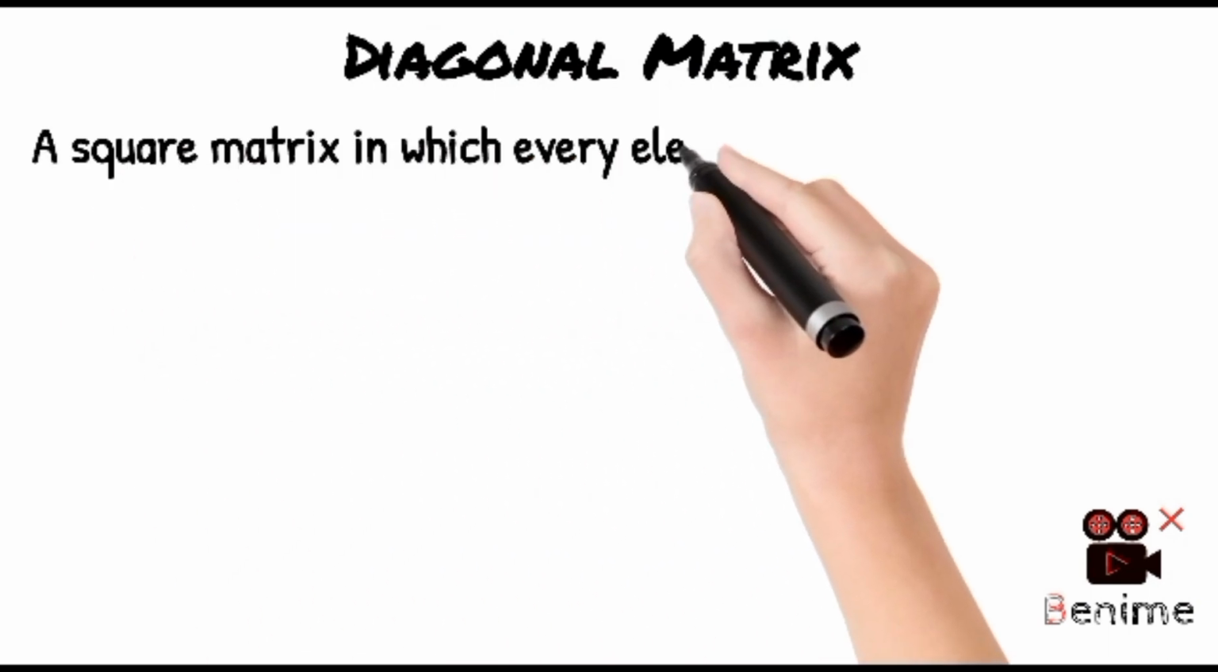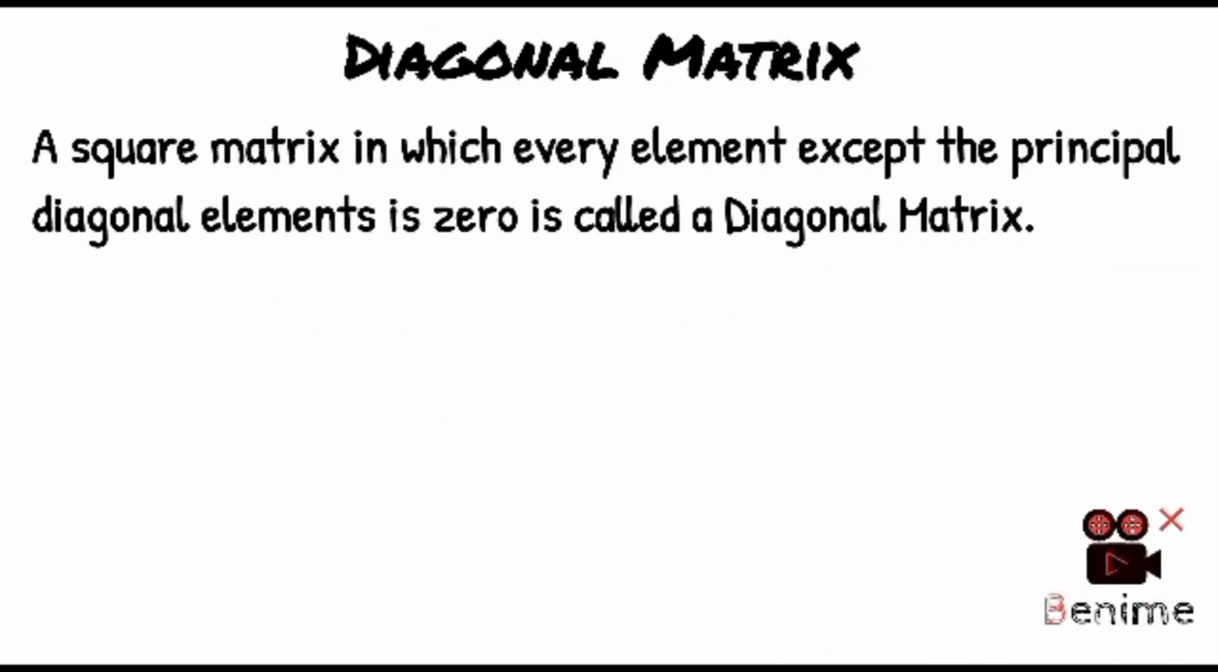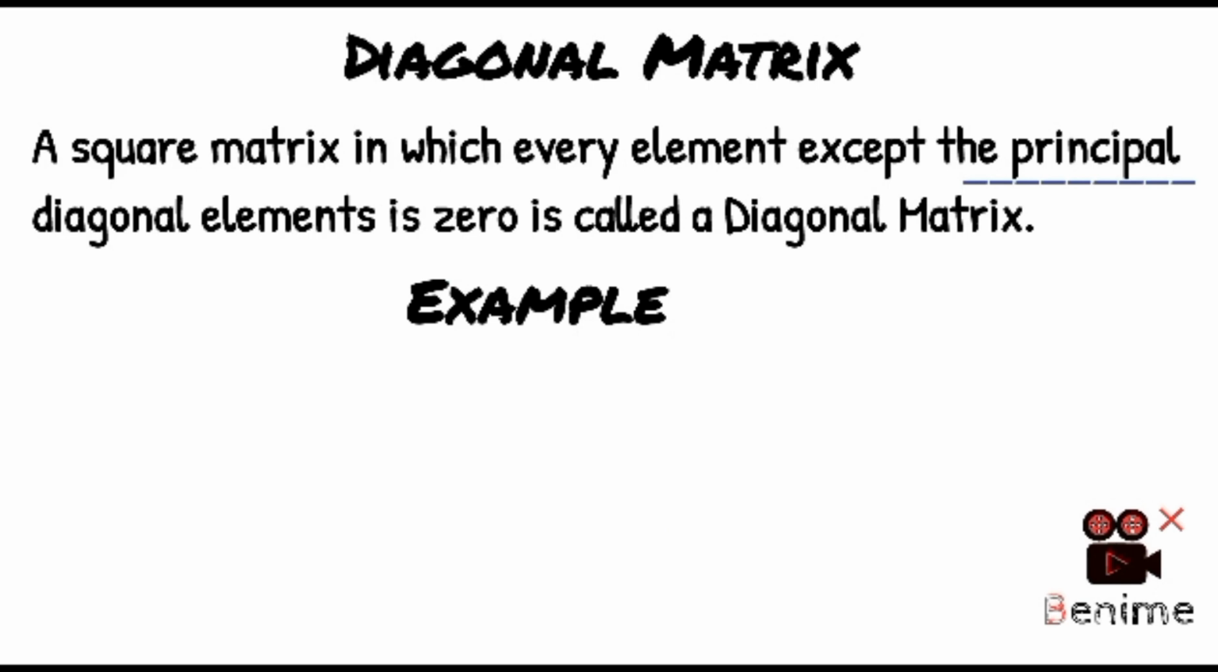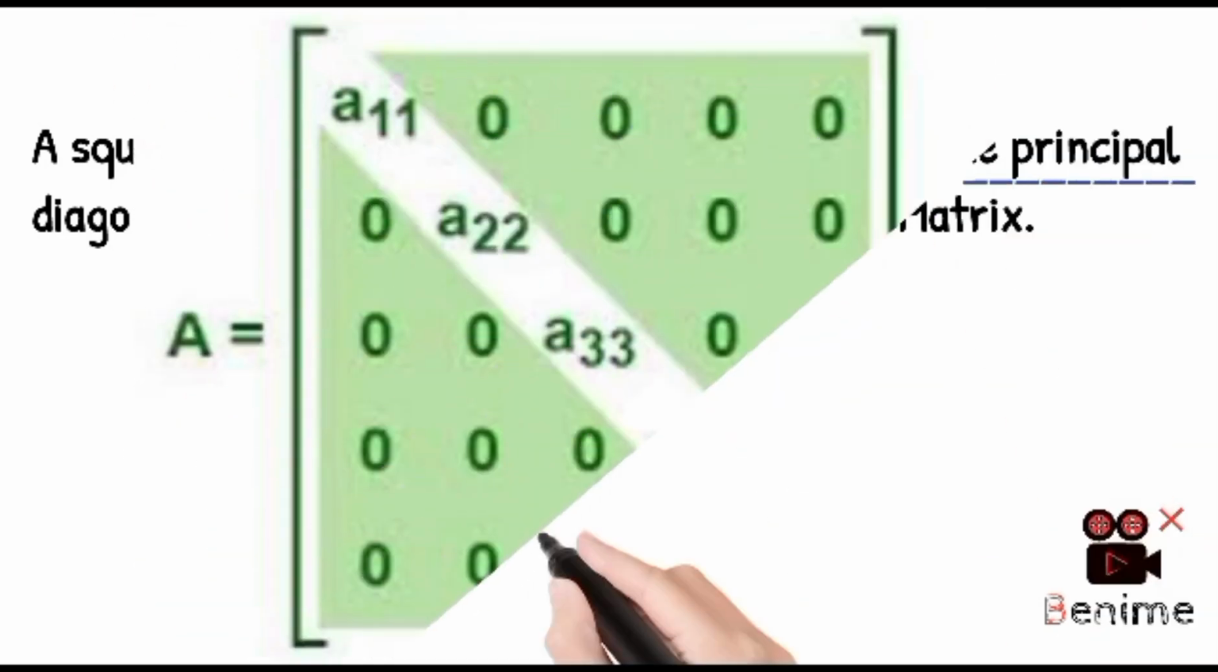Diagonal matrix. Diagonal matrix is a type of matrix in which every element except the principal diagonal elements is 0. So what is principal diagonal? Principal diagonal is the diagonal in a square matrix which runs from upper left to lower right. So let's see an example of the diagonal matrix.